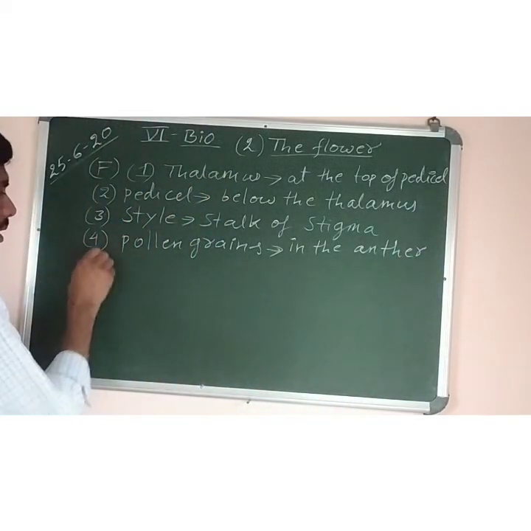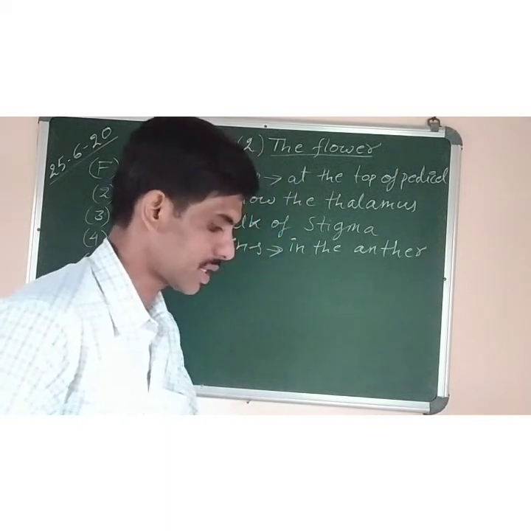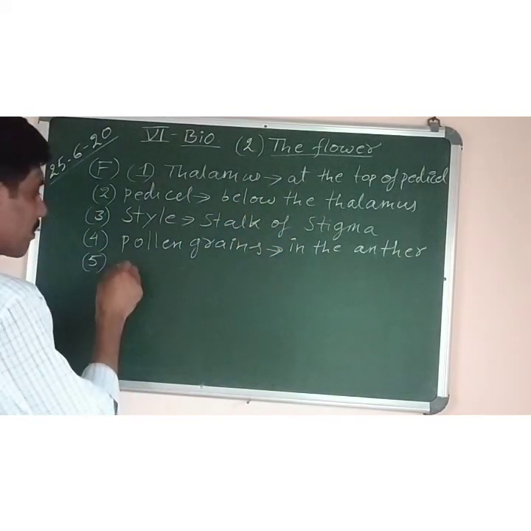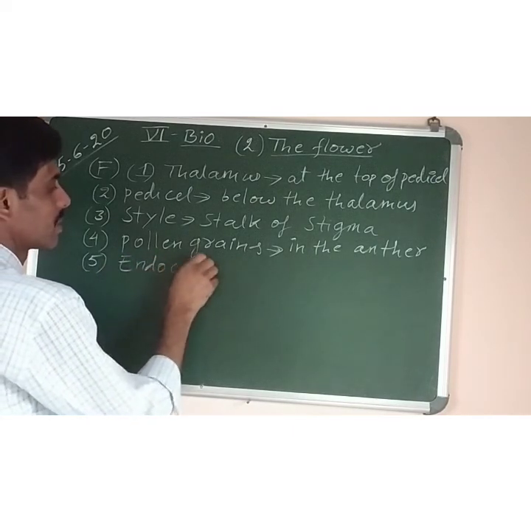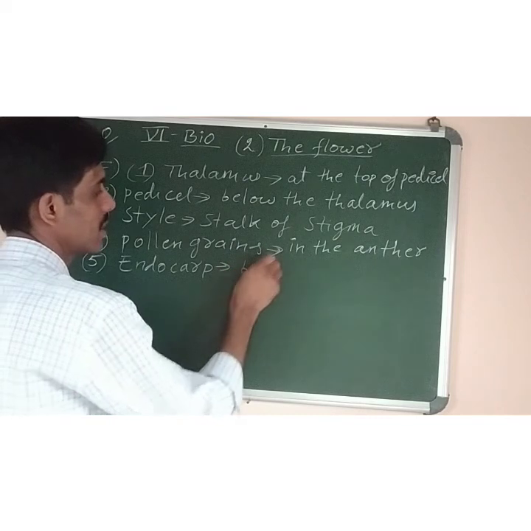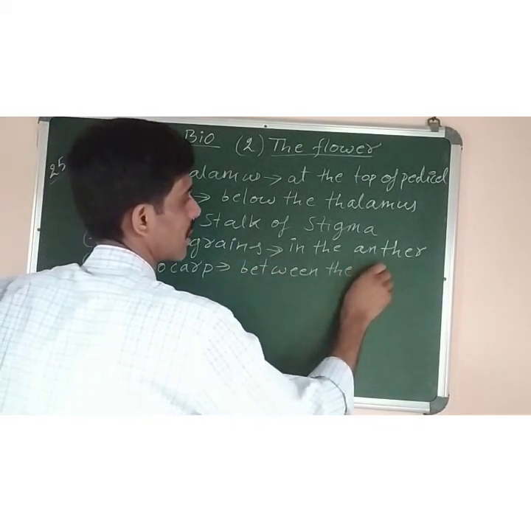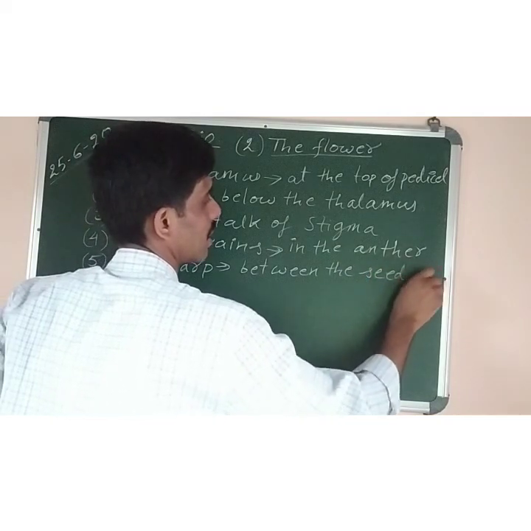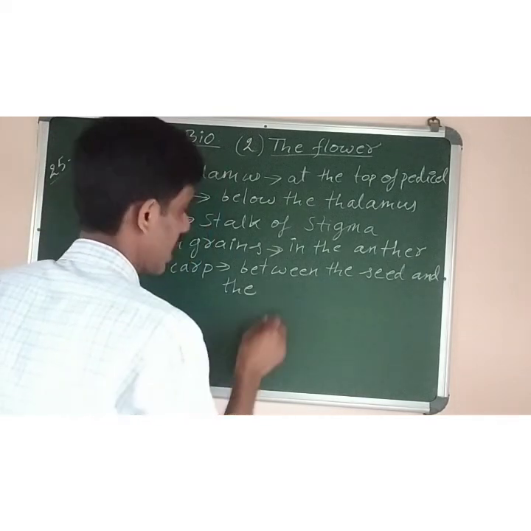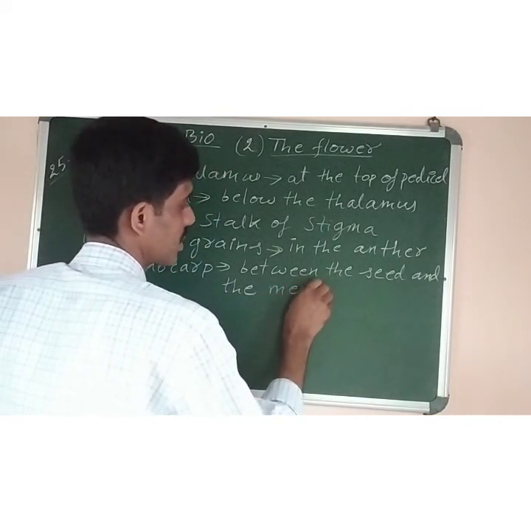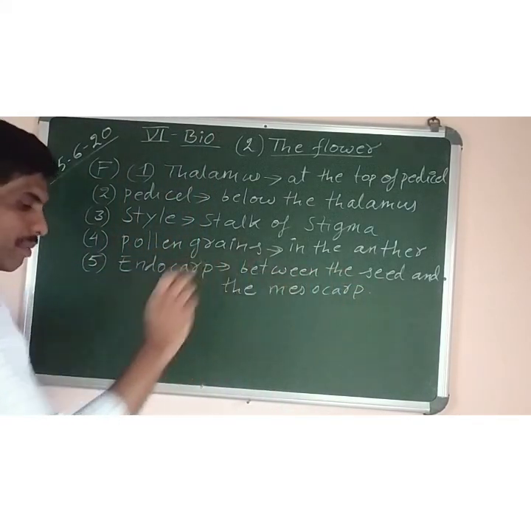And the fifth question, that is the last one, endocarp. And the answer is between the seed and mesocarp. Endocarp, C-A-R-P. The answer is it is located between the seed and mesocarp. The location of endocarp: endocarp is located between the seed and the mesocarp.